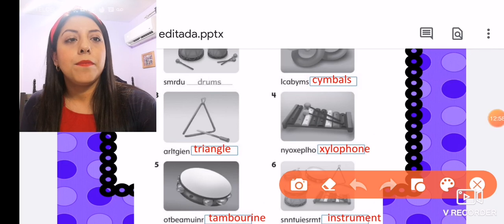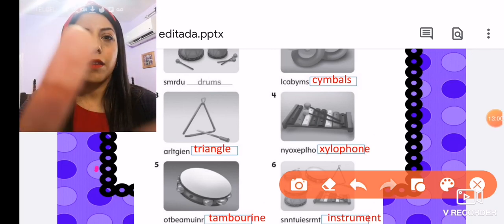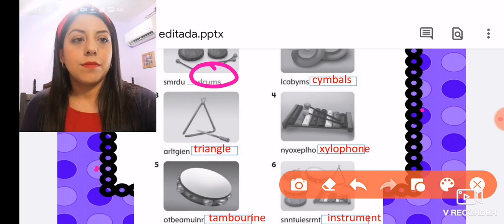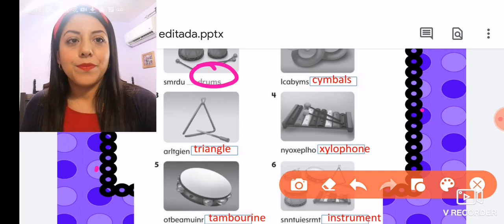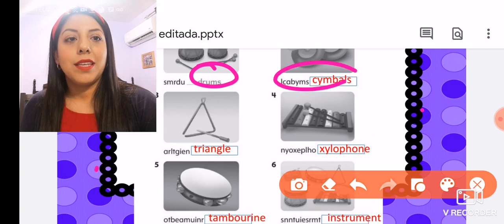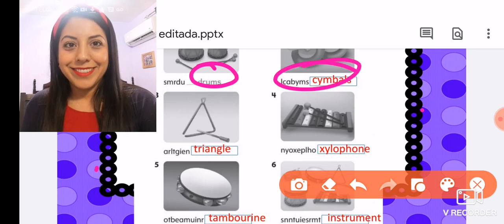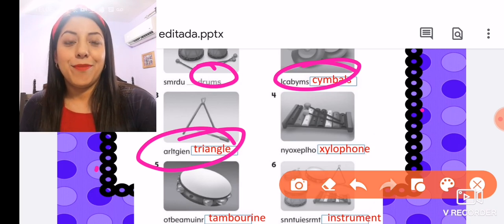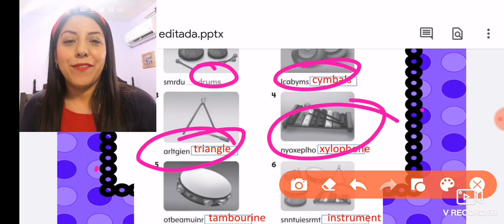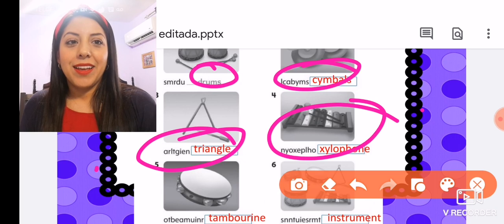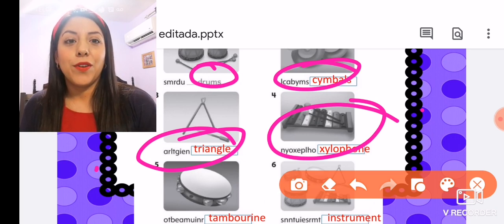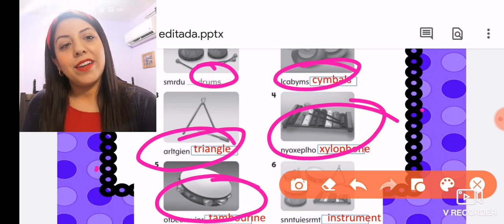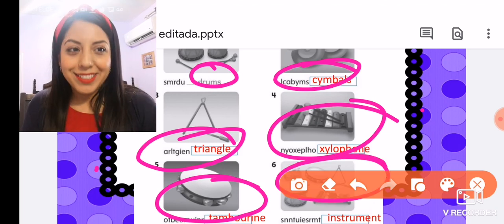Number 1, these are drums. Number 2, cymbals. Number 3, triangle. Number 4, xylophone. Number 5, tambourine. And finally, number 6, instruments.